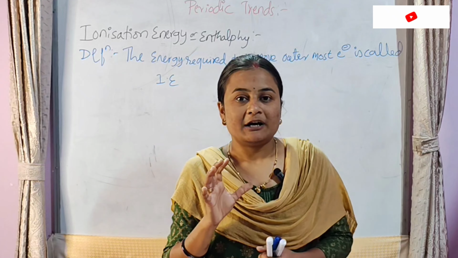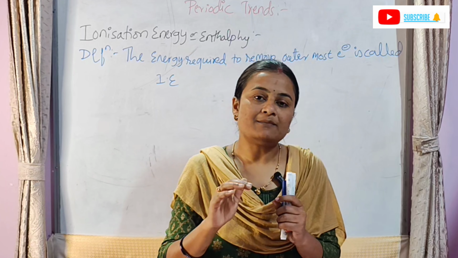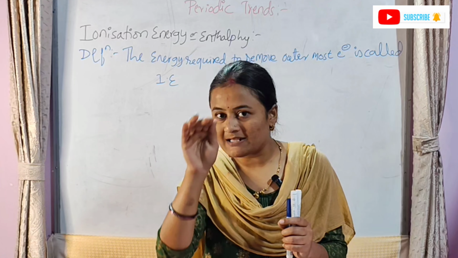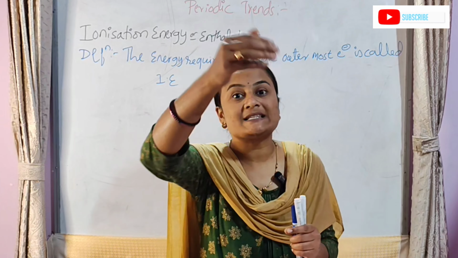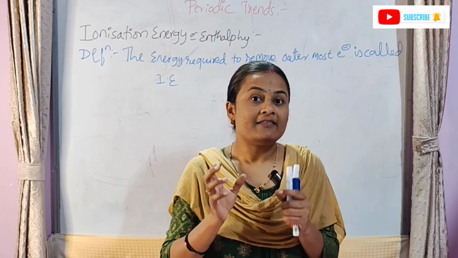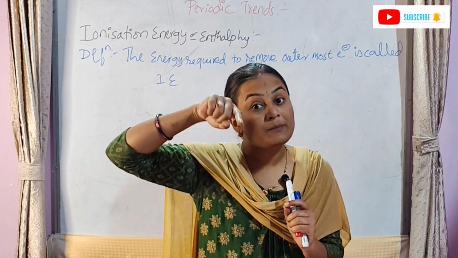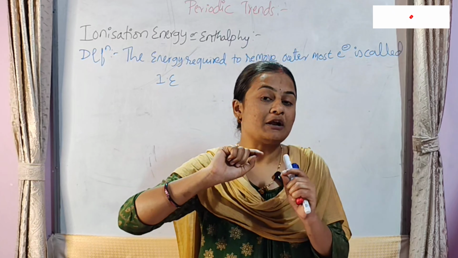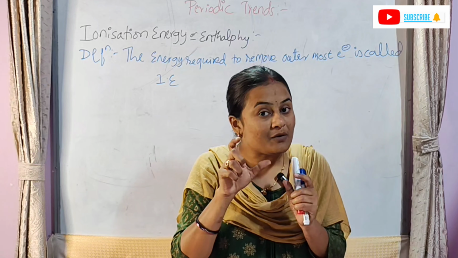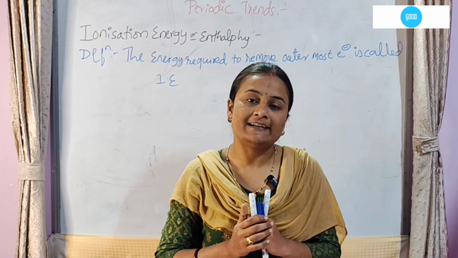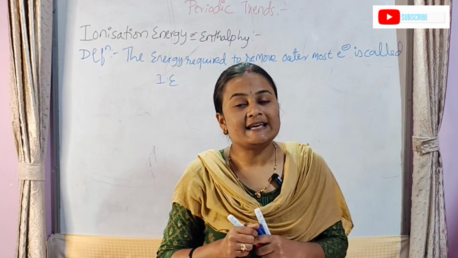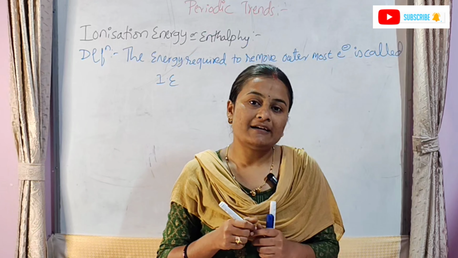See here, consider an atom. That atom contains protons and electrons revolving around the nucleus. Now, if you want to remove the electron which is present at the valence shell, the amount of energy required to remove that outermost electron, the electron present in the valence shell, that much energy is called what? Ionization energy. How does this ionization energy vary in the periodic table?